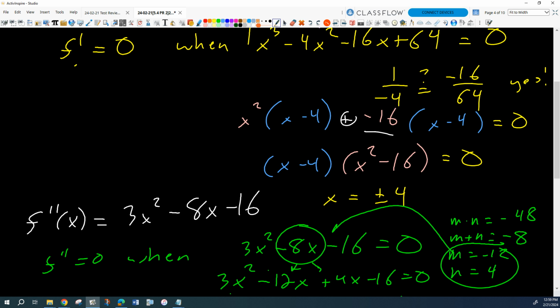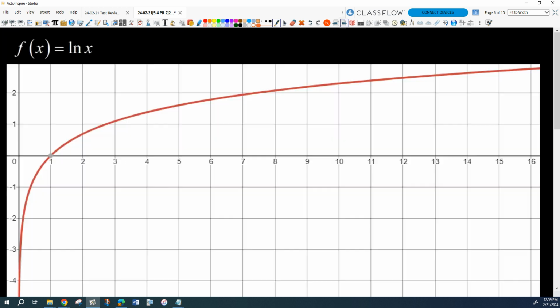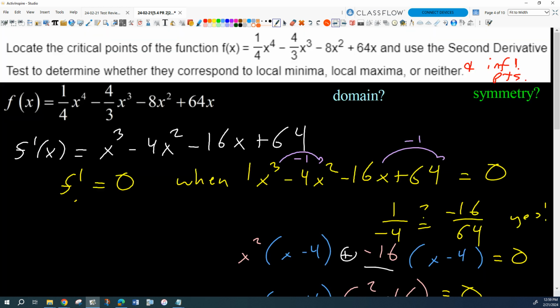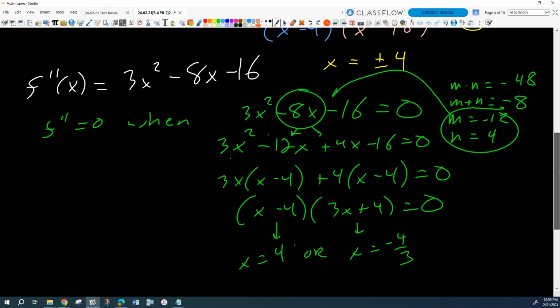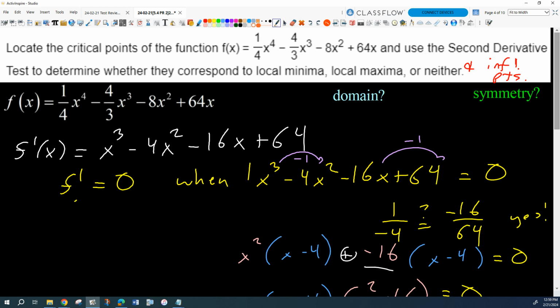Okay, so critical numbers. The first derivative critical numbers were plus or minus 4. It was also seventh period, we couldn't think. And obviously our domain's all reals, right? And our second derivative zeros are 4 and negative 4/3.